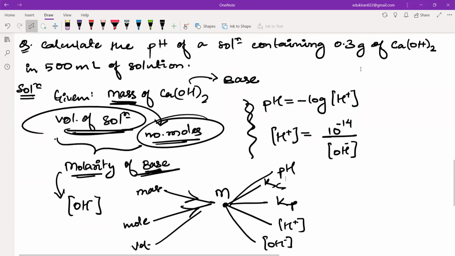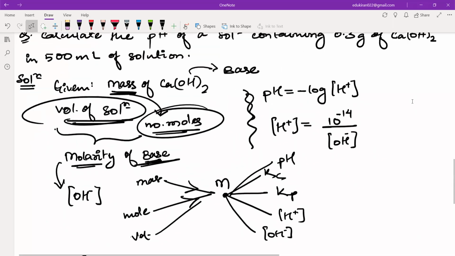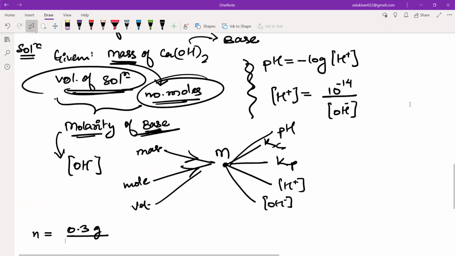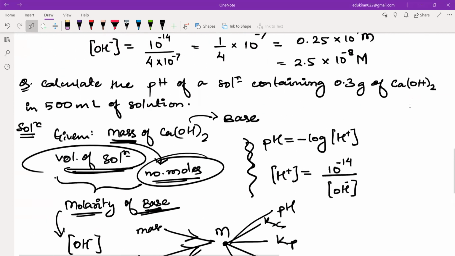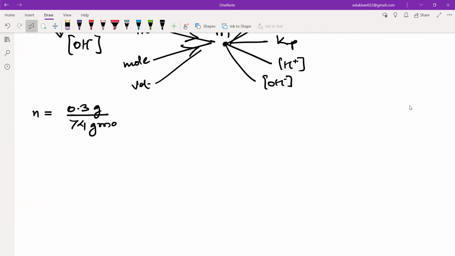0.3 grams and 500 ml. So the number of moles will be 0.3 grams divided by the molar mass of Ca(OH) whole twice. Ca has 40, and OH is 16 plus 1, 17. 17 times 2 is 34, plus 40 is 74 grams per mole. This is the number of moles.